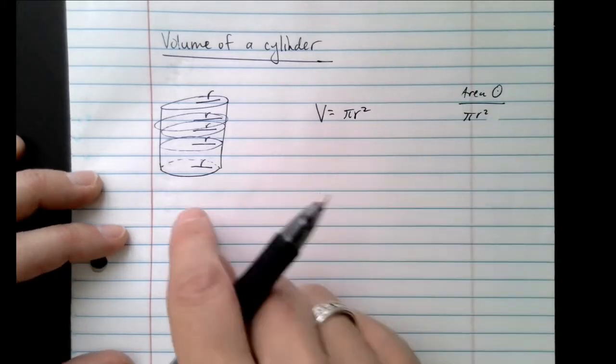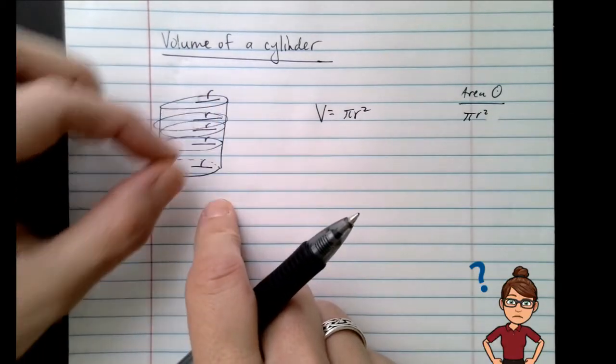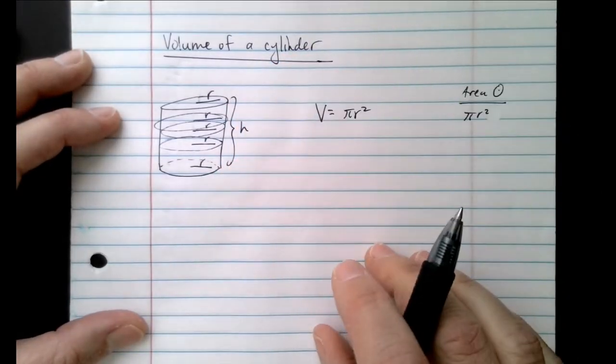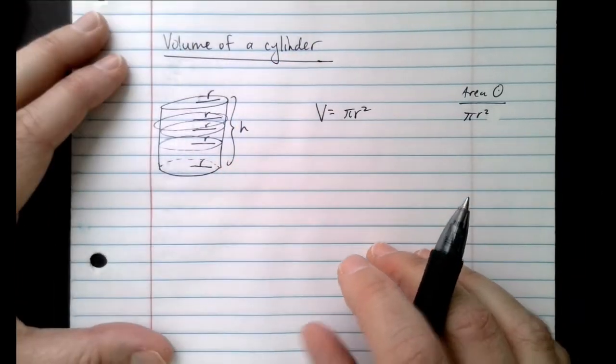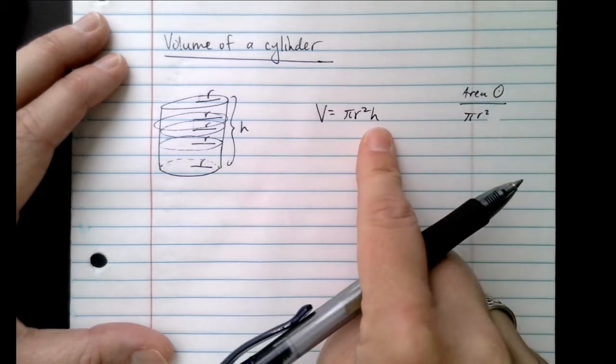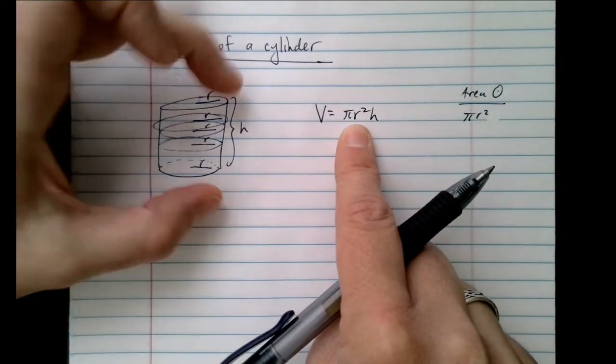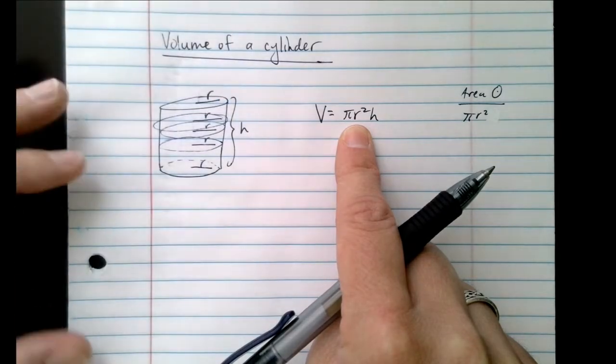But the question is, well, we're stacking a bunch of circles, correct? Well, how high are we stacking that? Or how high are we making the stack of circles? That's going to represent h. So the volume of a cylinder is the area of one circle, which can be found by its base, times how tall the cylinder is.